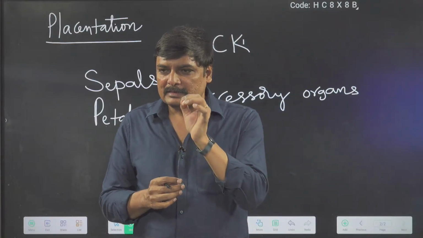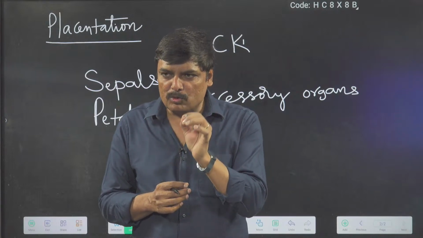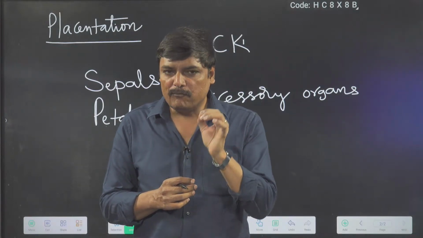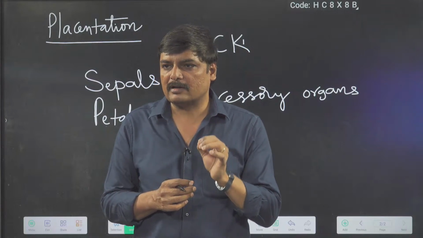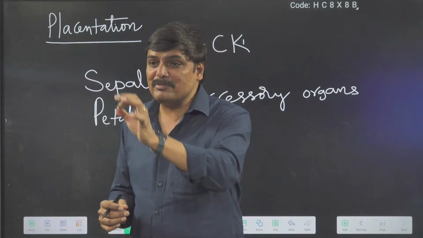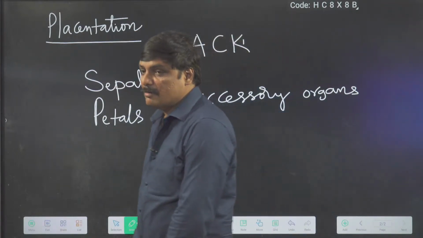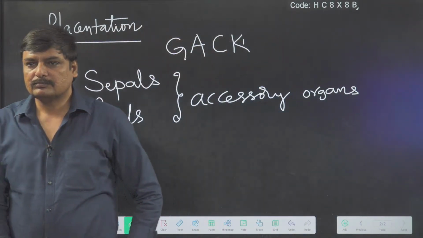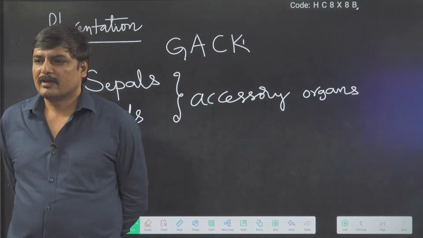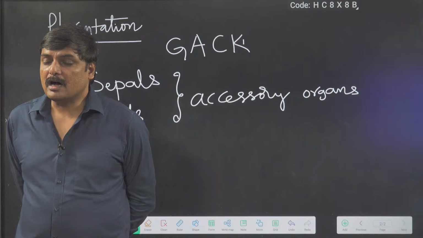Okay. The central whorl, the innermost whorl, the fourth whorl of a flower is known as gynoecium. Gynoecium is composed of carpels or pistil.